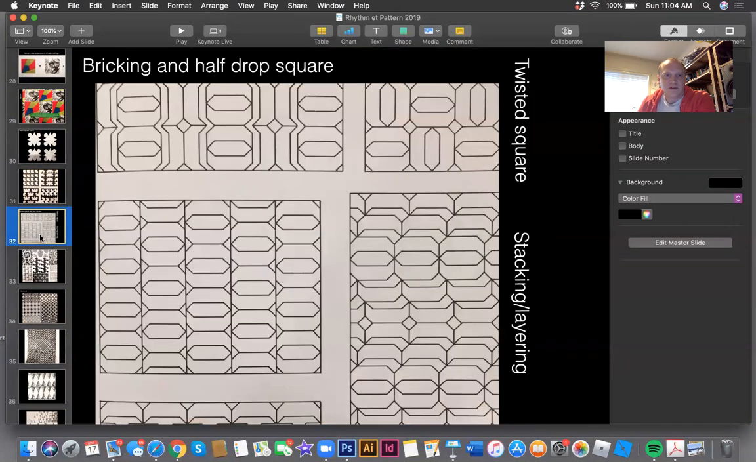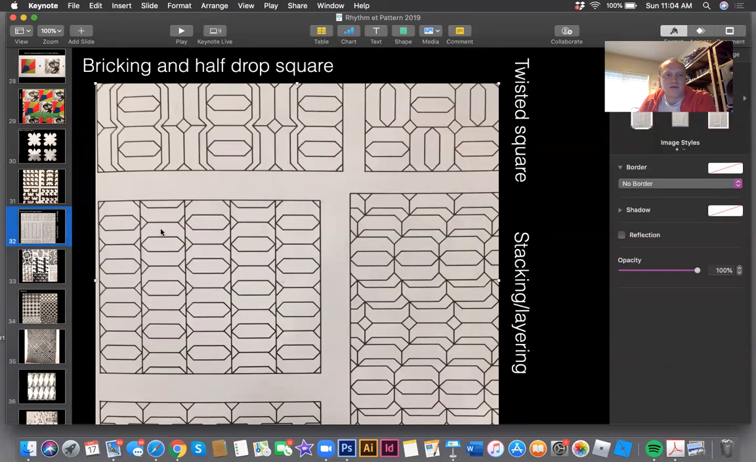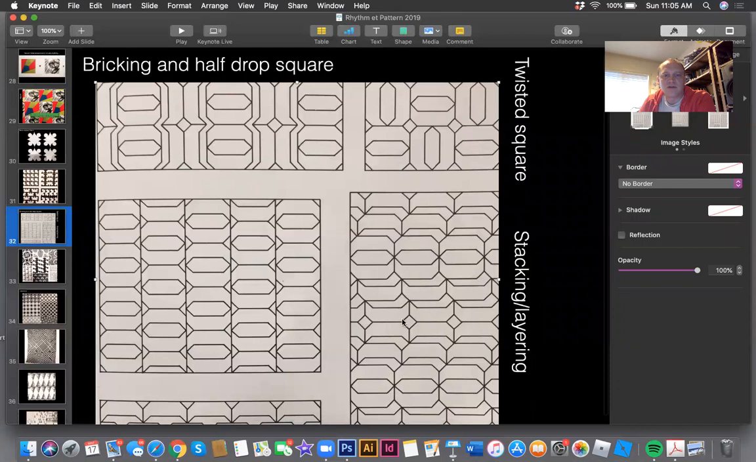So we can start doing things like half dropping. So that means you've got this row here that is all in one orientation and is set like this. And then the next row is dropped down one like this. So we drop it down, so that's a half drop. Bricking is layering on top of each other. Twisting, we mentioned that. And here's stacking and layering all happening together. And you can see this makes a really sort of variegated visual event now compared to something like this more basic pattern.